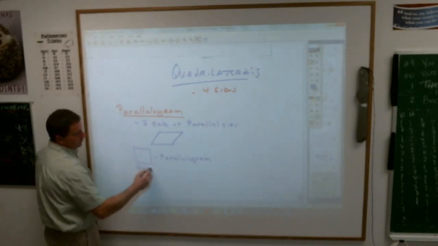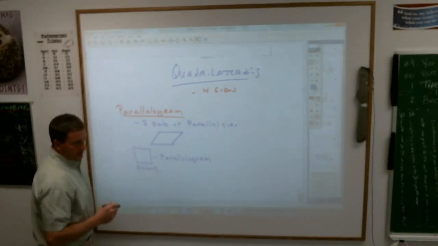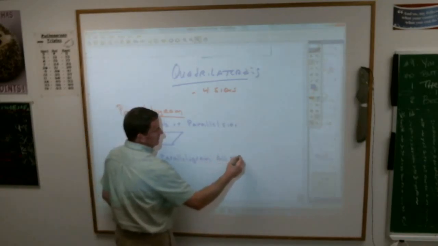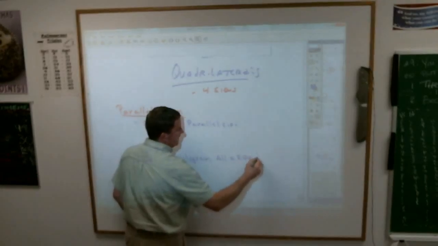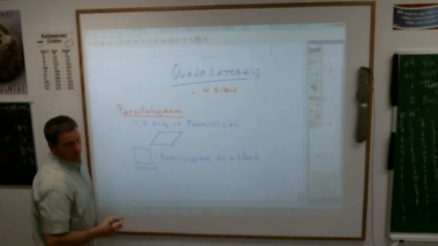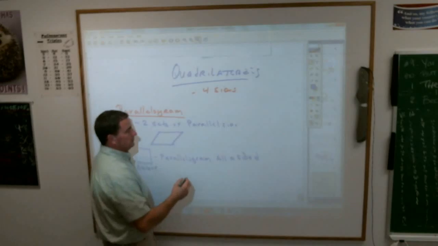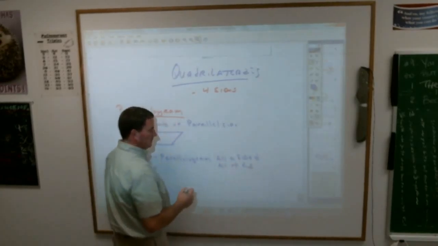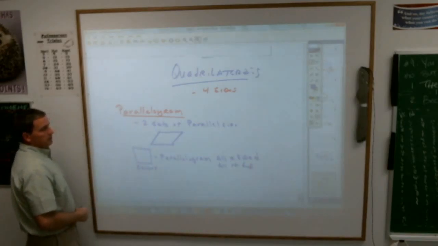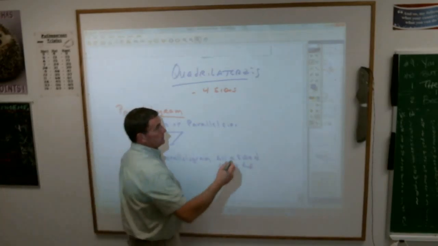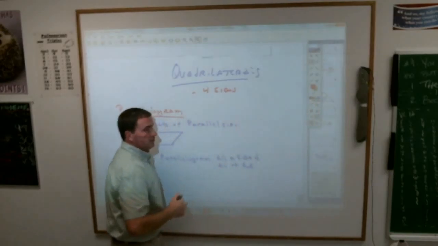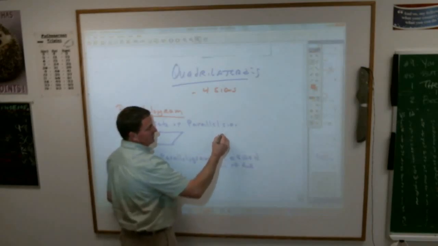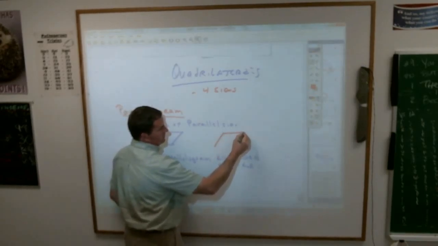A parallelogram with, Maggie? All equal sides. All equal sides. But not only all equal sides, but all right angles. A parallelogram with all equal sides and all right angles. Because why can't I stop with all equal sides? Because if I did, I could get this shape, which is definitely not a square.